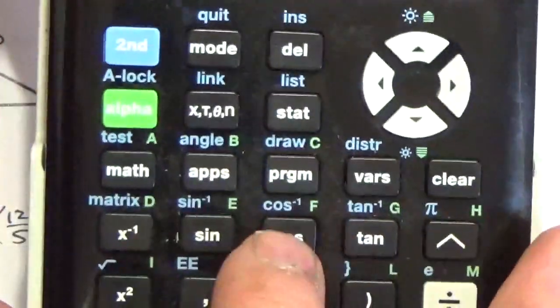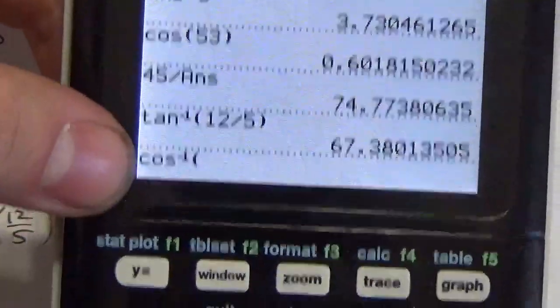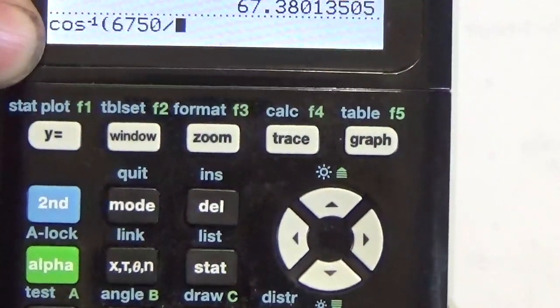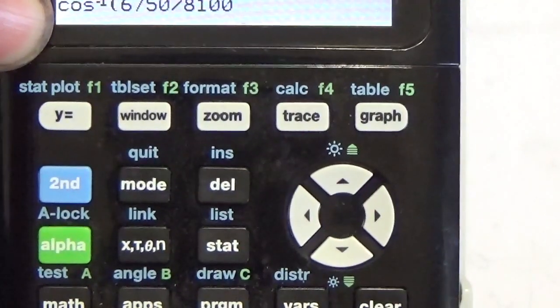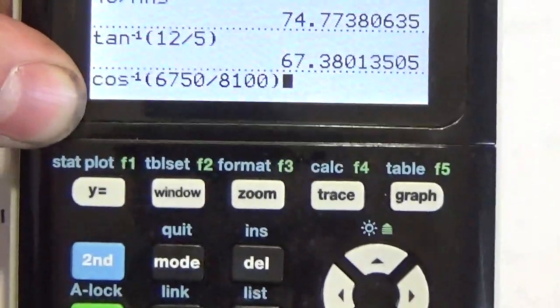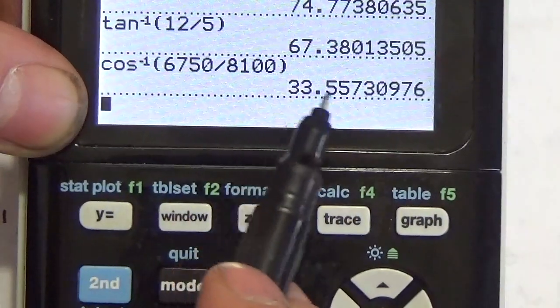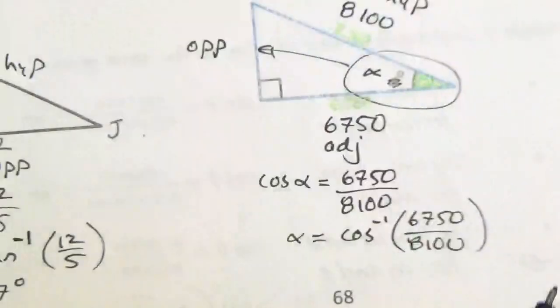And so now I go to my calculator and I will press second cos, opens that up, and then I'm just going to type in that ratio there. So 6,750 divided by 8,100. Press enter, and I'm going to get, to the nearest degree, 34 degrees.